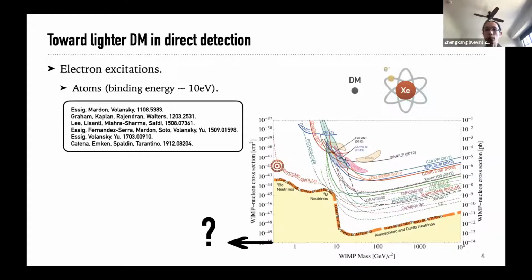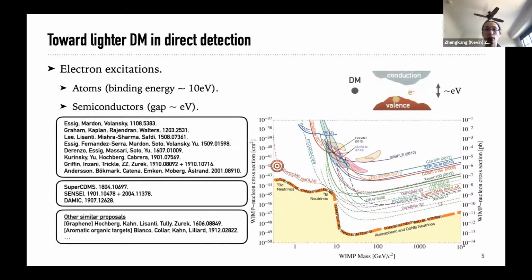But of course, a natural set of ideas to explore for sub-GeV dark matter is to use electron excitations. So basically, we start by realizing that in addition to the heavy nuclei, we also have the much lighter particles, the electrons, in the target. So when the dark matter strikes a xenon atom, it can knock out an electron, and we can detect this ionization signal. A related set of ideas is to use semiconductors or other crystals with a band gap.